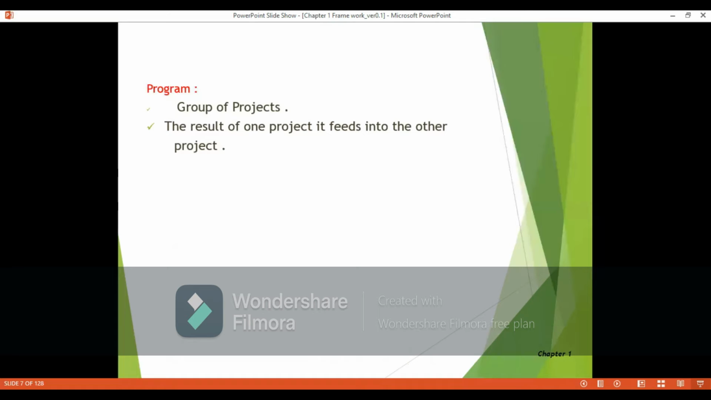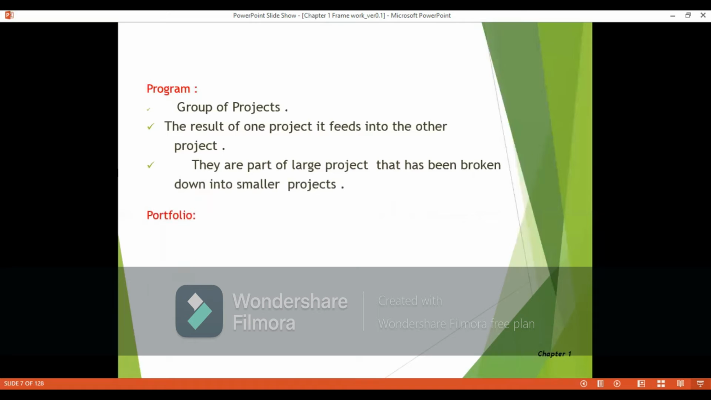Take another example. Let's say I'm on a construction project management, right? And I'm building 5 buildings of the same size, right? So I'm managing the 5 buildings as a program manager. Once the first building is constructed, the output of that will fit into the next building of the same size, right? And all 5 buildings have the same scope. So they are part of a large project that has been broken down into smaller projects, right? And they have the main scope and the same objective.